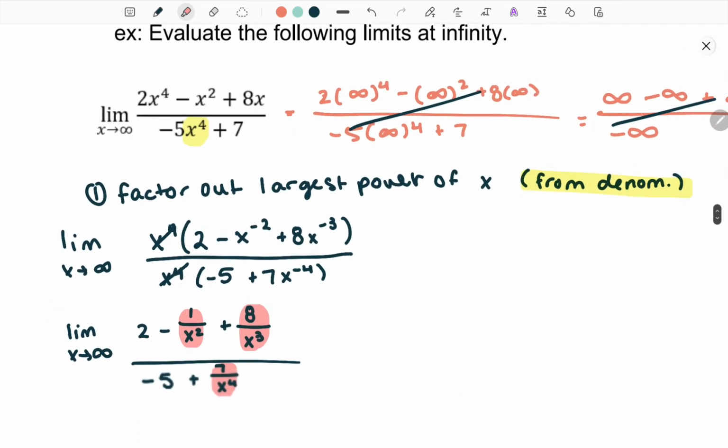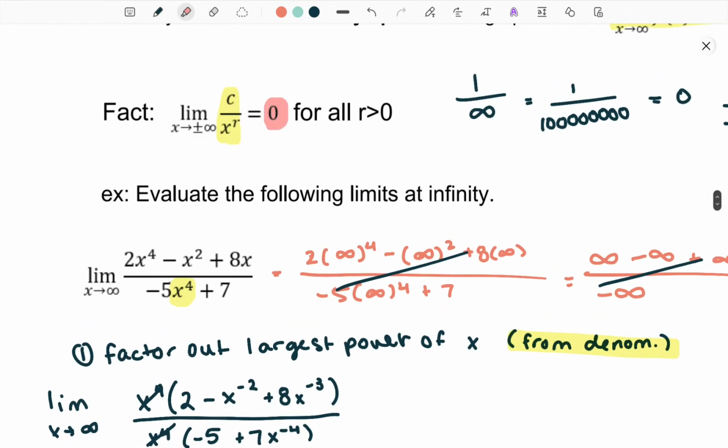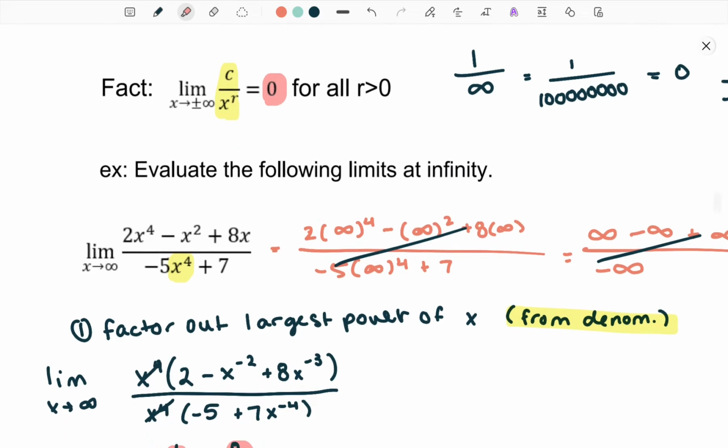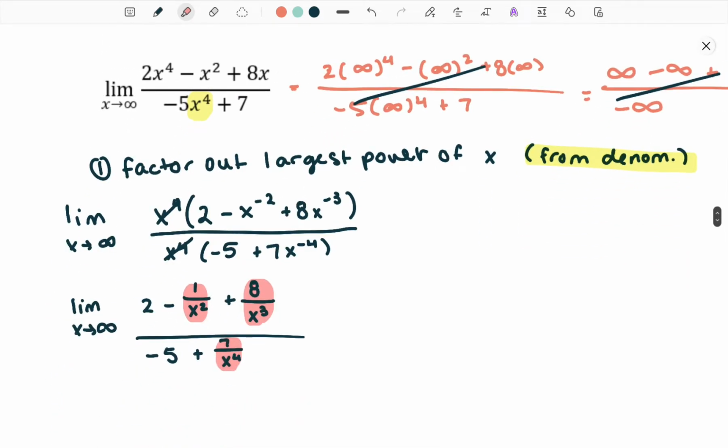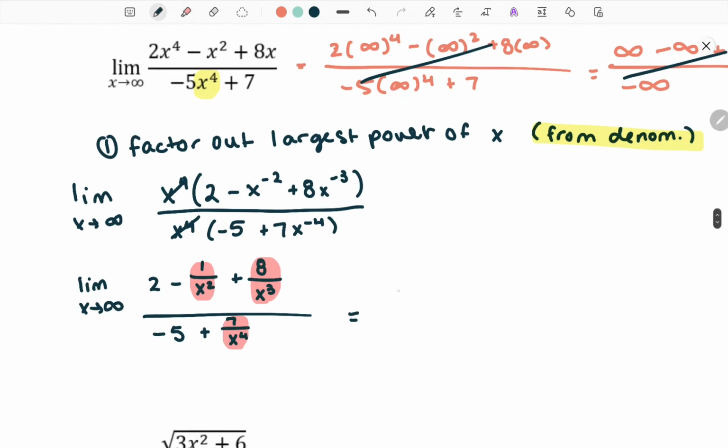Where I have something over x with some power, could be 0, could be 1, could be anything, as long as it's not a fraction, right? As soon as we get into square roots, things get messy. But all of these are just going to approach 0. And so when I evaluate the limit, I get a 2 minus a 0 plus a 0. The limit of a constant, minus 5, is minus 5 plus a 0.